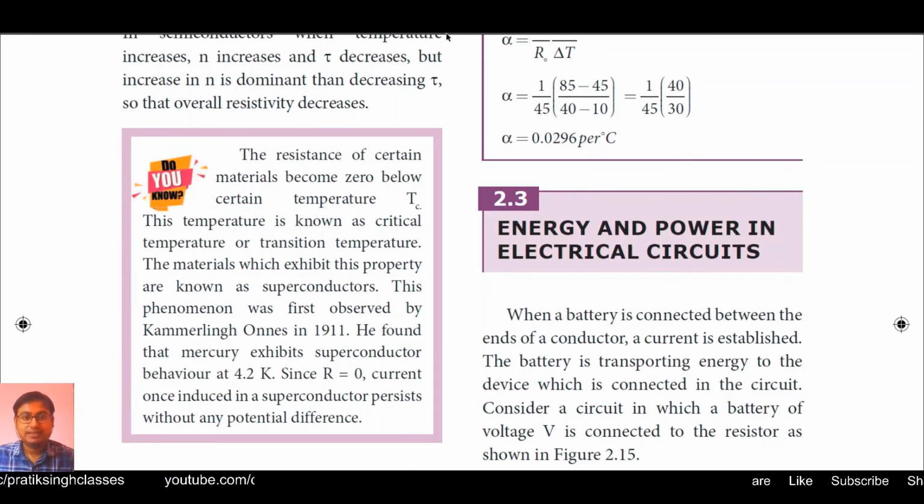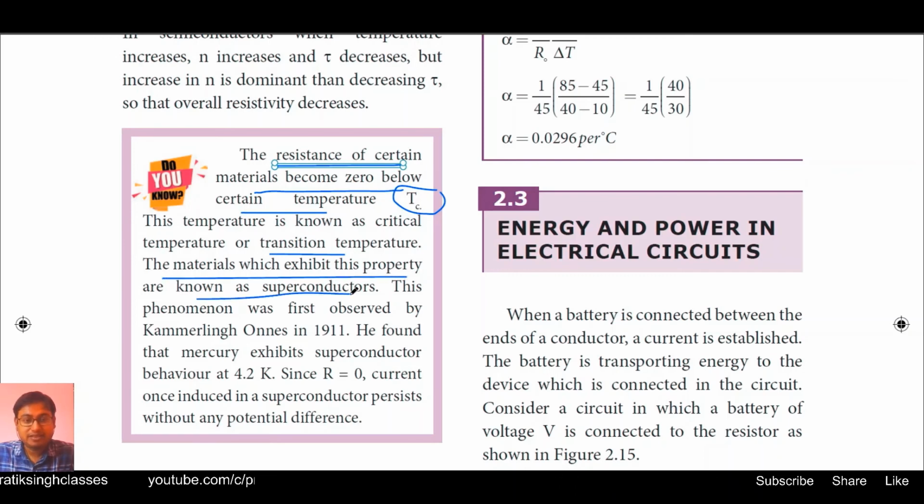Let us see the special things given here. The resistance of certain materials becomes zero below a certain temperature, that is TC, also called critical temperature or transition temperature. The materials which exhibit this property are known as superconductors. That means the temperature has decreased and resistance becomes zero. This phenomenon was first observed by Kamerlingh Onnes in 1911. He found that mercury exhibits superconductivity behavior at 4.2 Kelvin, because at this temperature resistance becomes zero.